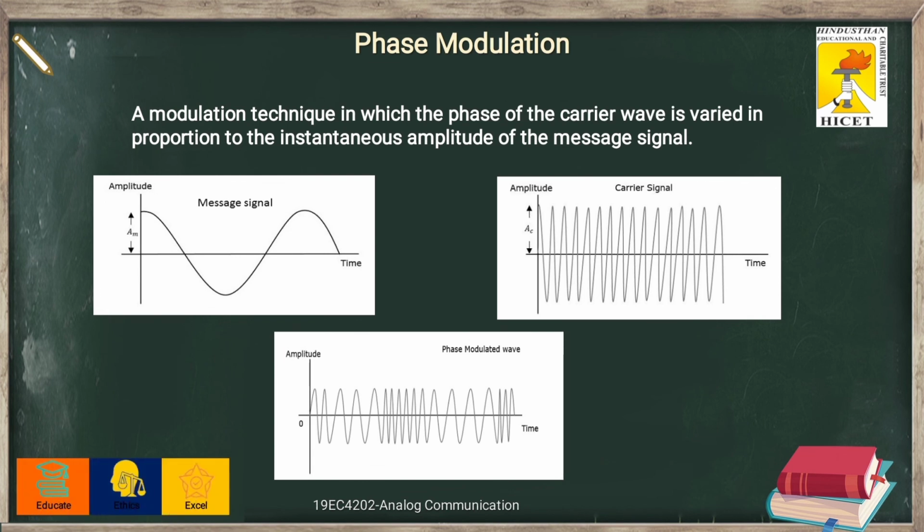Next comes phase modulation. In phase modulation, the carrier's phase is varied in proportion to the instantaneous amplitude of the message signal. As I told you before, phase is the offset of a wave from a given point. That is, the starting point of the waveform will differ depending upon the amplitude of the message signal. When the amplitude is maximum, we will have a maximum phase deviation, and when the amplitude is minimum, we will have a minimum phase deviation.